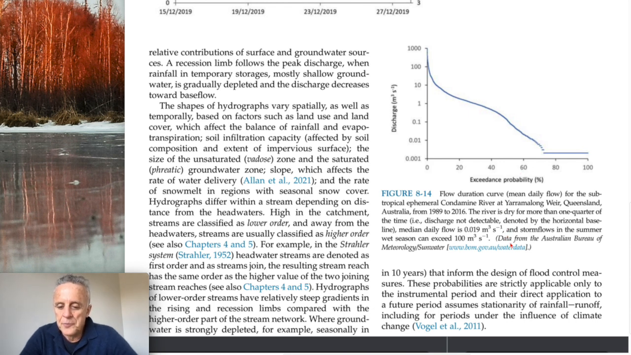Let's see. Median daily flow is 0.09 meters cubed per second, and flow for the summer wet season can exceed 100 meters cubed per second. So let's see. So they're telling us this is a flow duration curve. In terms of time, I don't see a time-based value here. I just see a probability against discharge in meters cubed.